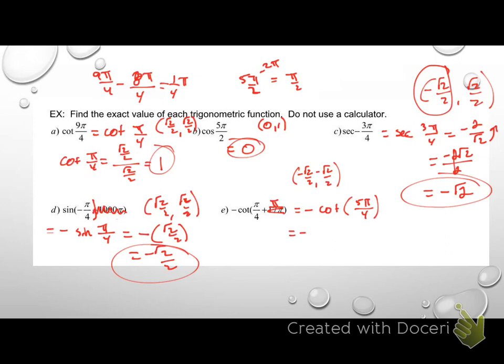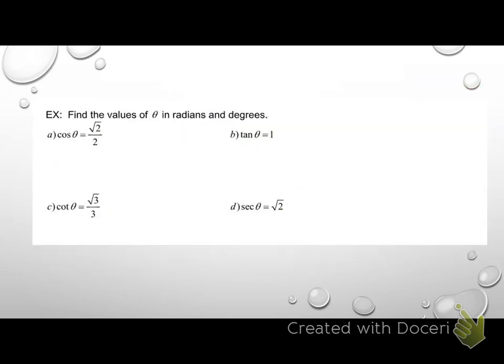Cotangent is x over y, so we go negative radical 2 over 2 divided by negative radical 2 over 2, which is silly to write out because you're dividing something by itself, so you just get 1. So you get negative 1. So lots of tricks to these trig identities, lots of tricks to these trig functions. Okay? But there you go. All right, I've walked through several with you.